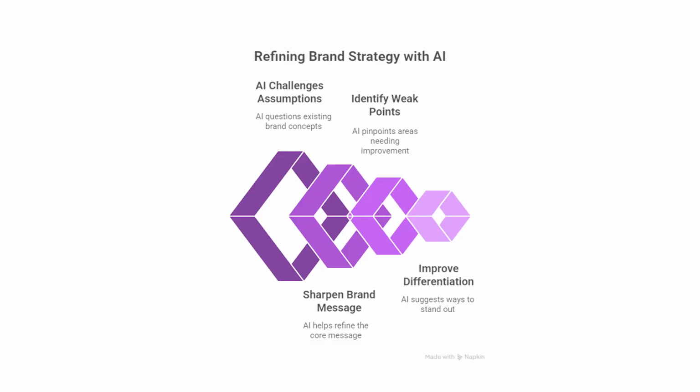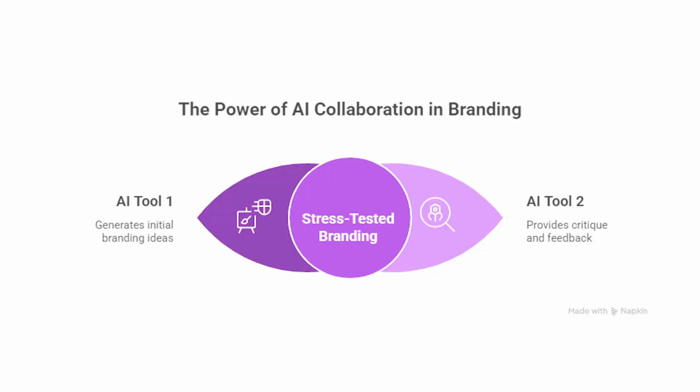Using another AI to challenge your assumption helps you sharpen your brand message, identify weak points, and improve your differentiation from others. You might find out that Gemini challenges things that ChatGPT doesn't. Another reason is that it mimics team collaboration. Just like in a professional setting where team members critique each other's ideas and strategies, using two AI allows you to simulate that process. It helps you stress test your ideas before you launch them.